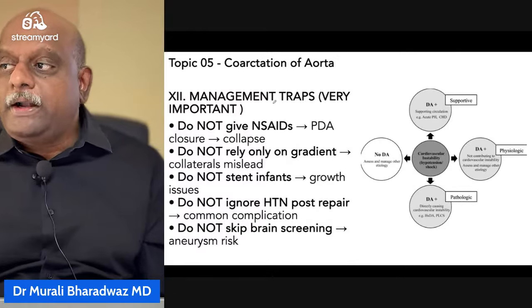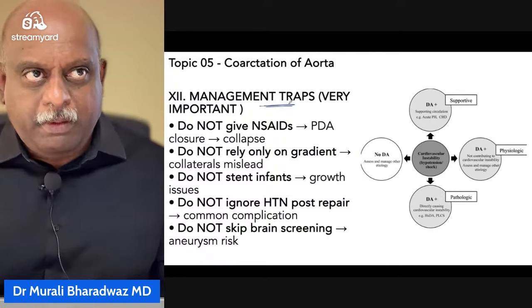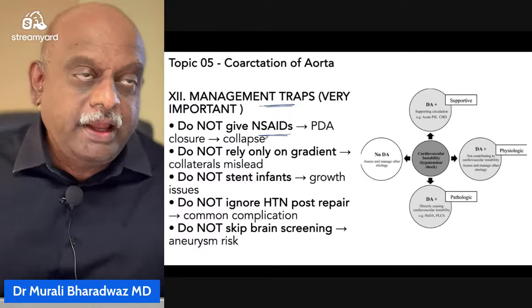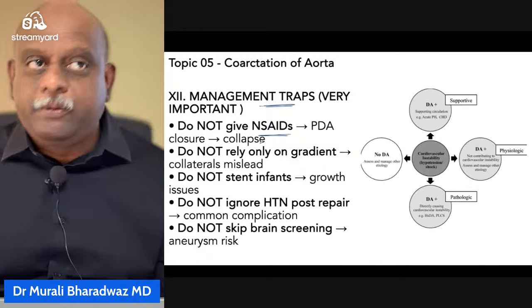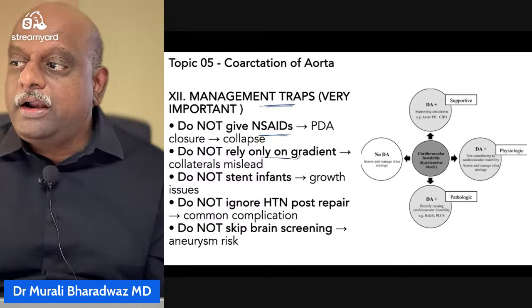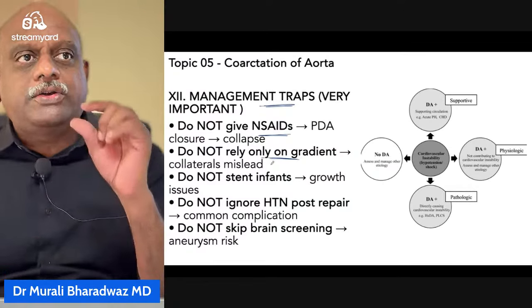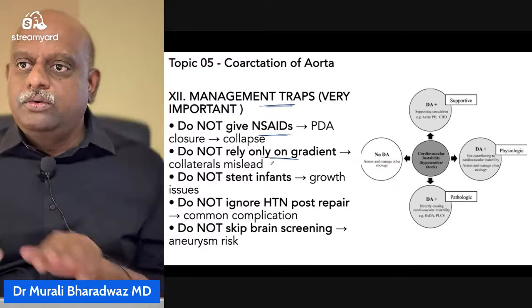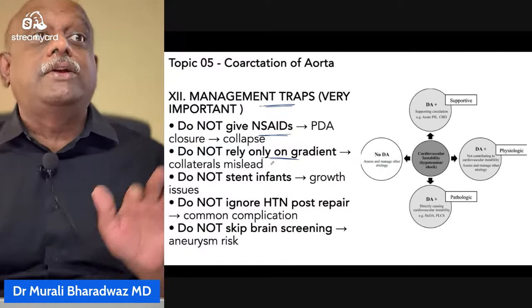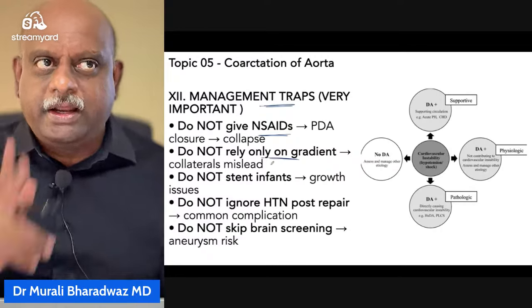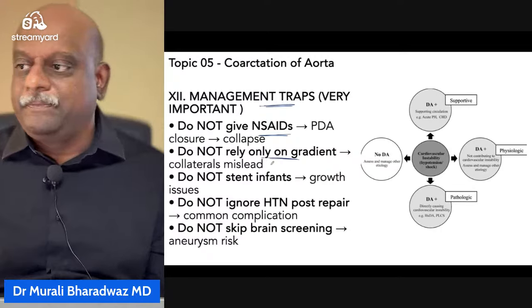So what are the important management traps to remember? Do not give NSAIDs. Any PDA closure will worsen the hypotension in coarctation. Do not rely on the gradient across the coarctation because collaterals will try to alter the gradient and it is difficult to depend on the gradient. But still, more than 20 mm gradient is an indication for surgery.